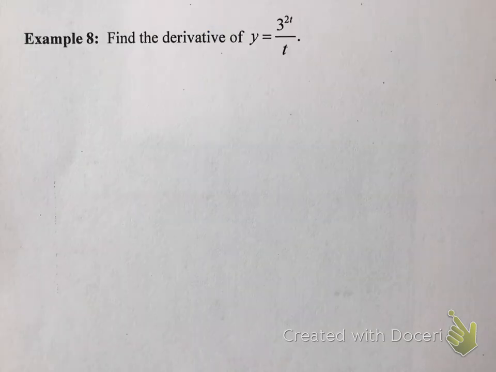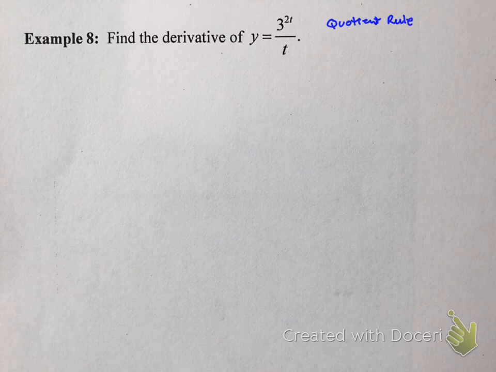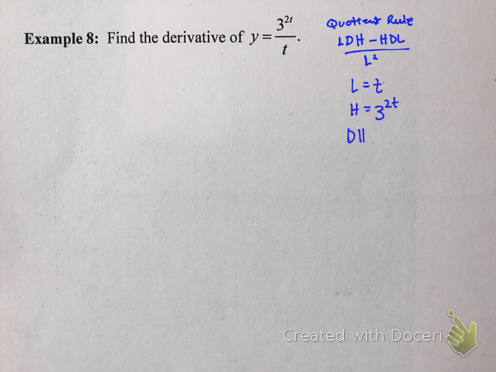All right, example number 8. Find the derivative of y equals 3 to the 2t over t. So unfortunately, I can't simplify this, or else I would. So I know that I have to use the quotient rule. And just a reminder again, it's low derivative of high minus high derivative of low over the square of what's below. Okay, so the low function is the denominator, which is t. The high function is the numerator, which is 3 raised to the 2t. The derivative of the high function.